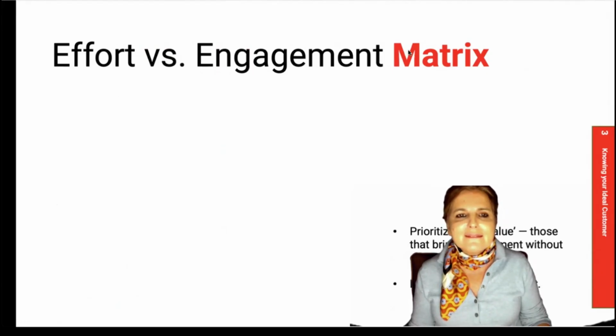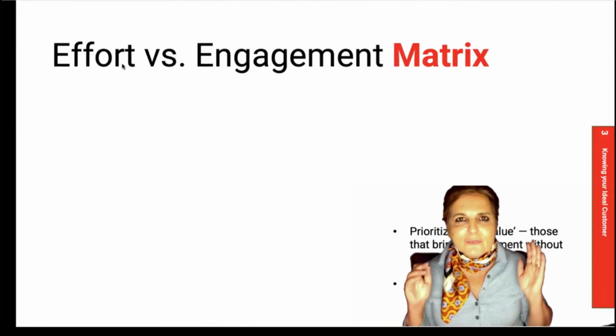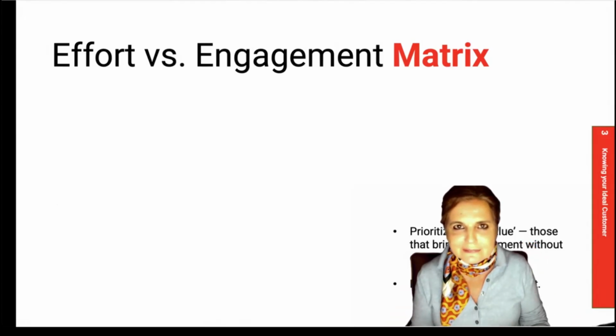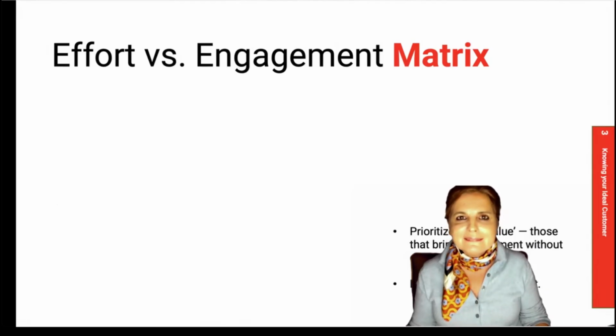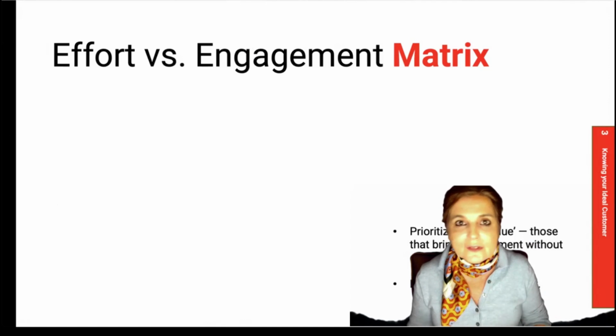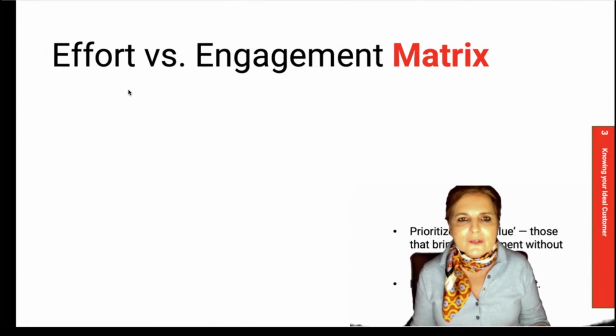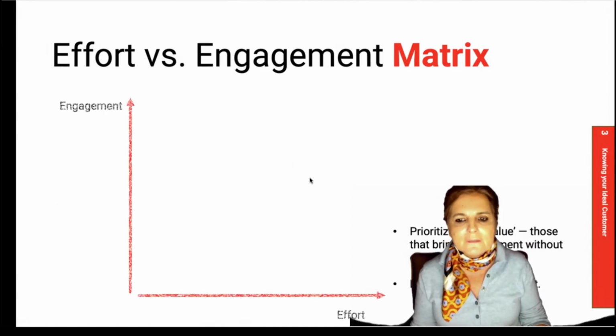So let's look at a very interesting matrix of effort versus engagement, because you want to put your effort where it will really have an impact, right? And get you to gain more leads and grow your business. That's what we all want, right? So let's look at this. Let's not worry about this for now, but we have 2 axes. On the x-axis you have effort, on the y-axis you have engagement, of course, low and high, right?